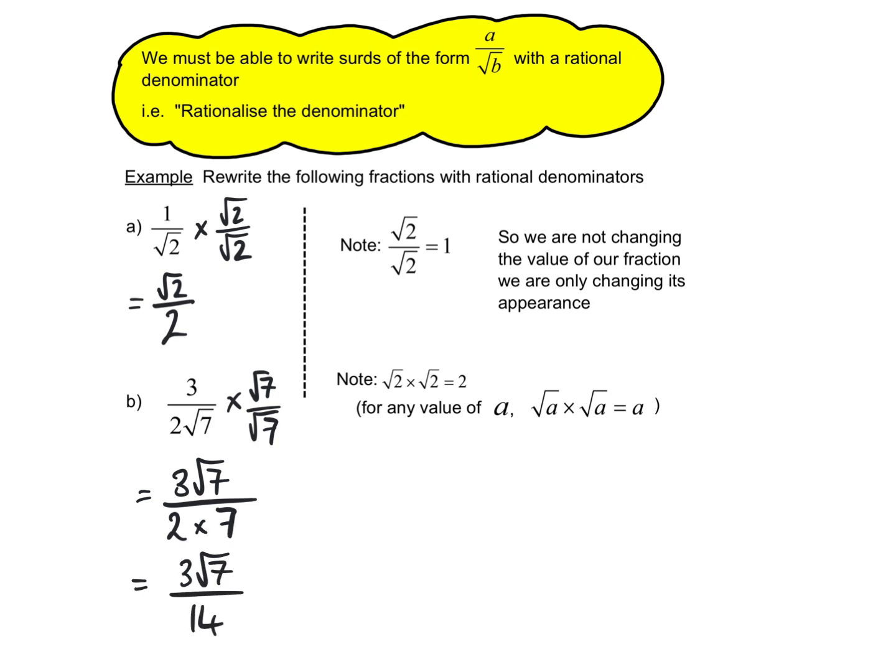Now, a couple of things that we want to check here is, can the 3 over 14 be simplified further? In this case it can't. And also, can the root 7 be simplified further? But there is no square number other than 1 that goes into 7, so that's already simplified. Let's have a look at another example.